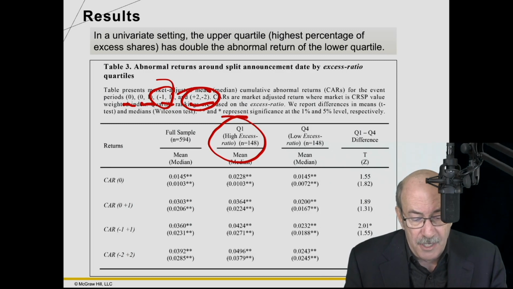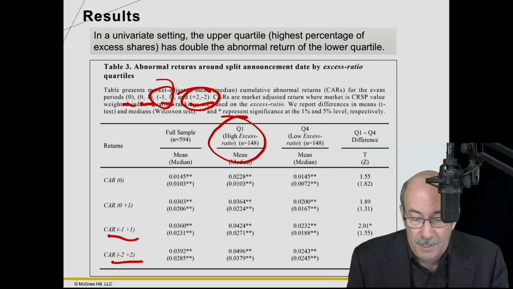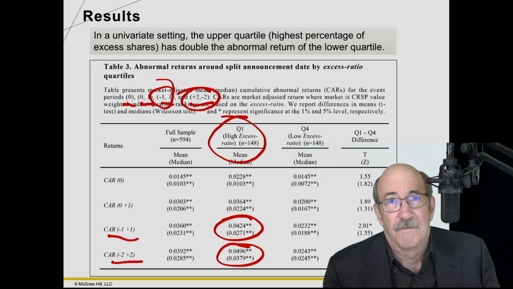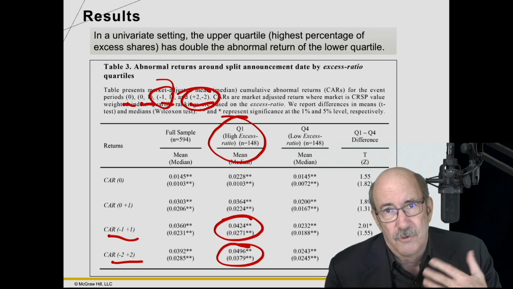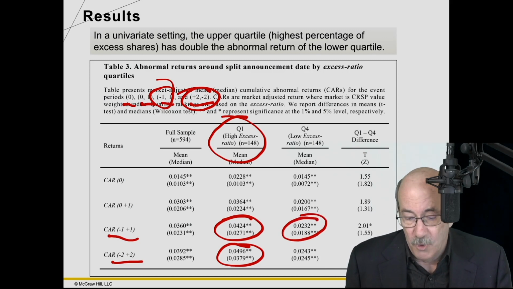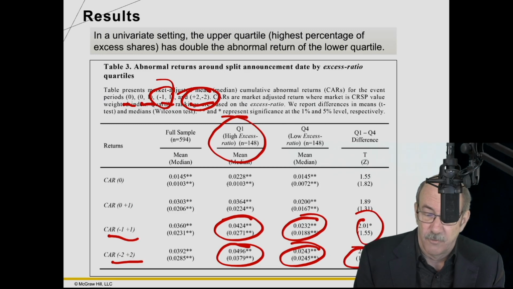Now, if we look at the last 2 rows here, they are the 3-day and the 5-day CARs. And if you look at that Q1, the cumulative abnormal return is 4.25 in the case of the 3-day, and it's almost 5% in the case of the 5-day. Now, if we compare that to the lower quartile, those with the lowest excess ratio, and that can be on the order of just above 1 to 2 or 3, somewhere in that range, and we look at the cumulative abnormal return on the announcement day, we get 2.3%, 2.4%. All of these figures are statistically different from 0, and they're statistically different from each other. In other words, these 2 are different, and these 2 are different from each other.